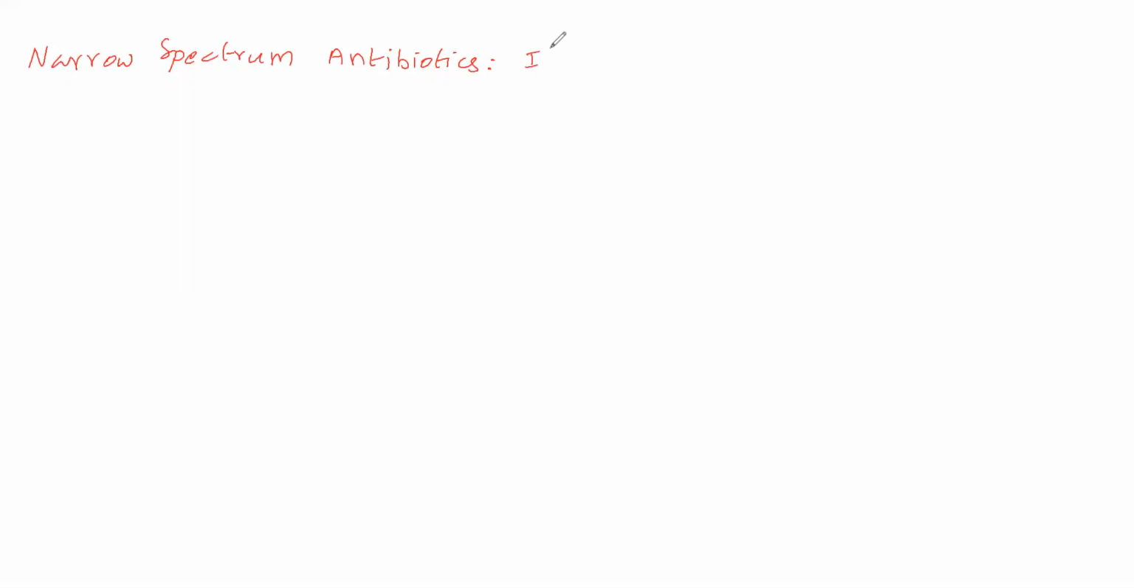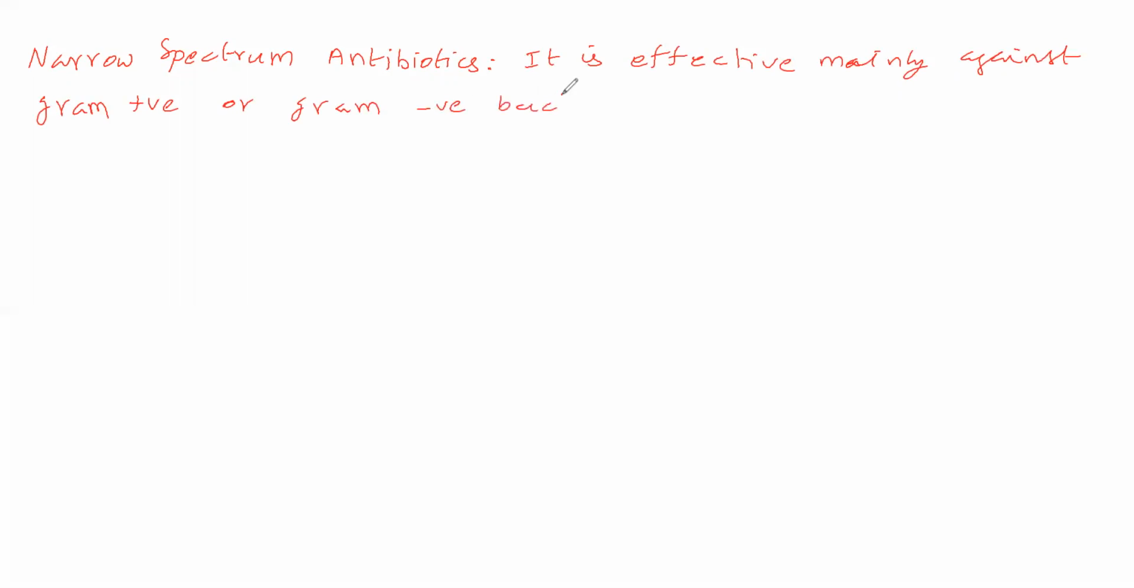Narrow spectrum antibiotics are effective mainly against gram positive or gram negative bacteria. For this, what is the example? The example is penicillin G.